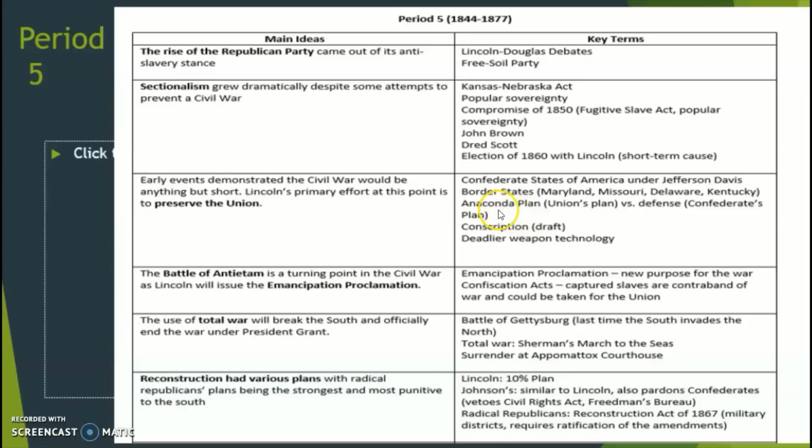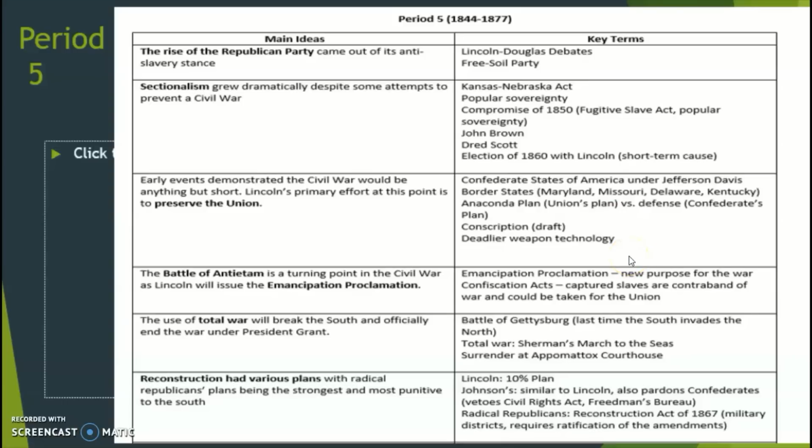Now, for the Union, their plan is really the Anaconda Plan. Think of a snake, where it's going to try to suffocate the South in a three-pronged approach, whereas the Confederates' plan is really just playing defense, really keeping the Union at bay as much as possible. But both sides are going to have to engage in conscription, which is basically a fancy word for the draft. So we have the draft being used for the first time. And we're also going to see deadlier weapon technology. So this is why it's going to be one of the bloodiest wars fought by the United States.